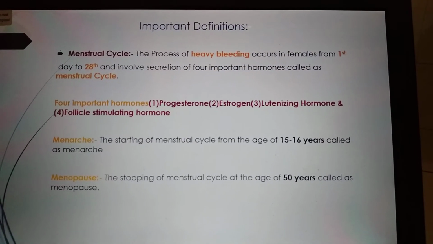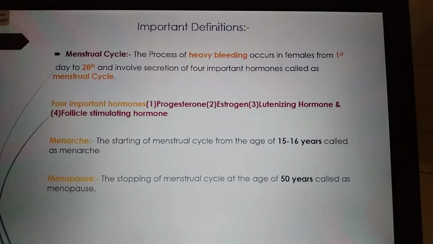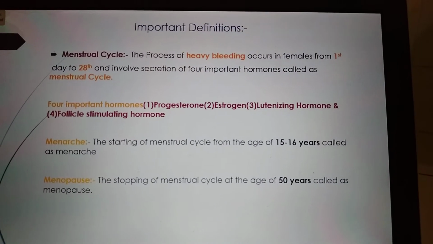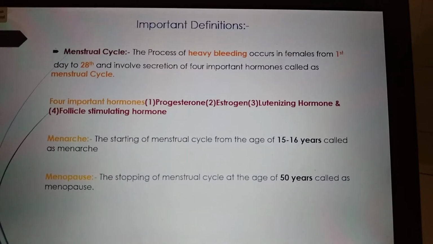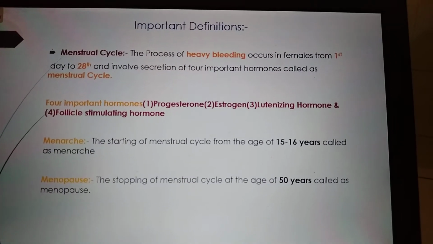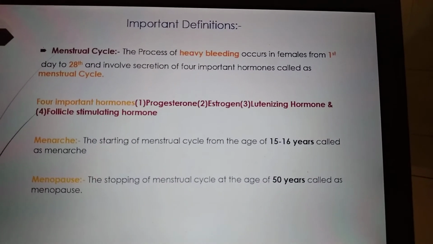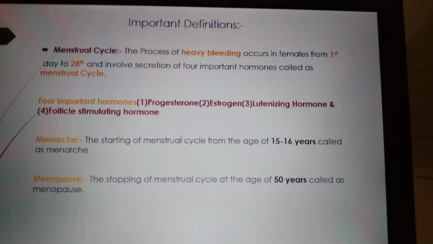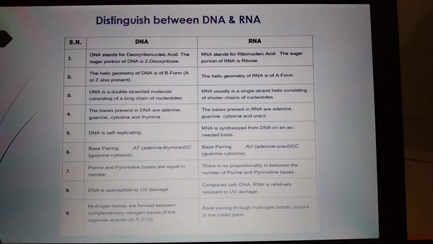Then menarche. What do you mean by menarche? The starting of the menstrual cycle from the age of 15 to 16 years is called menarche. Then what do you mean by menopause? The stopping of the menstrual cycle at the age of 50 years is called menopause.